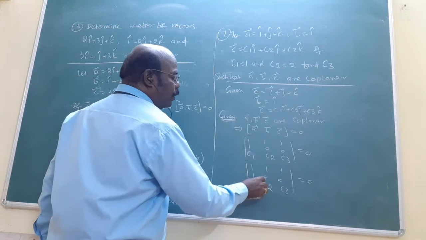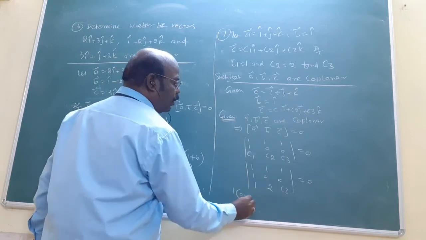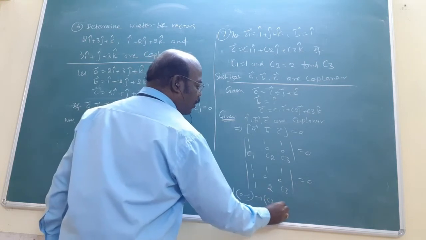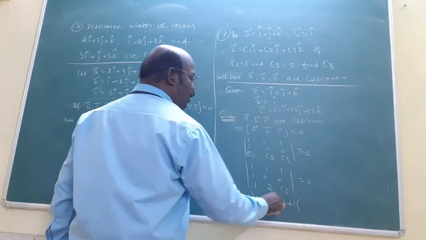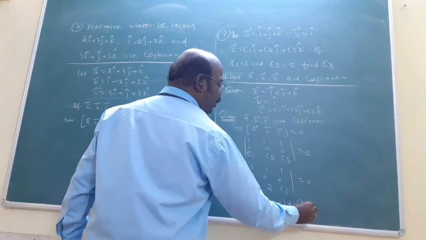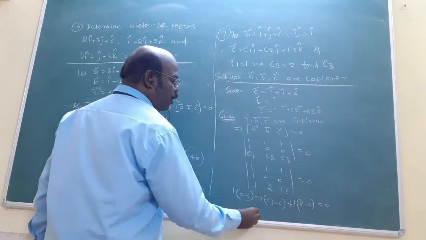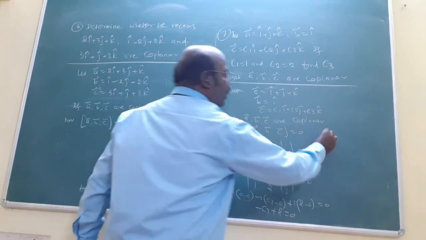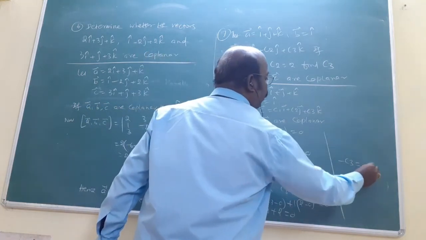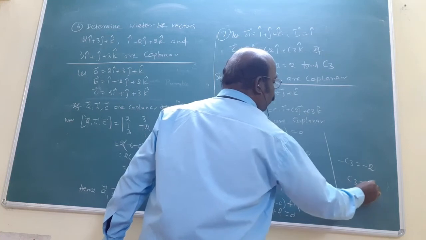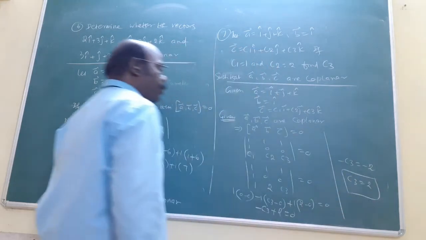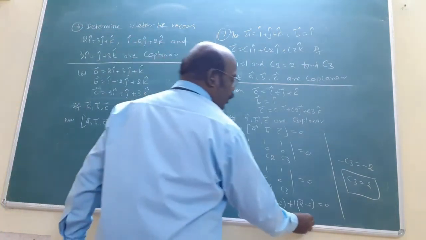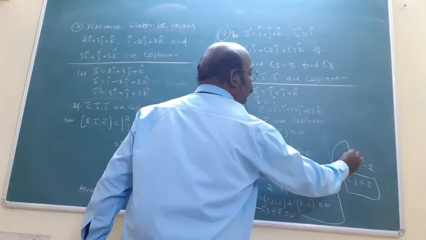1 into cross multiply: 0 minus 0. Minus 1 into C3 minus 0. Plus 1 into 2 minus 0. Now this is 0. Minus C3 plus 2 equals 0. What is your answer? Minus C3 equals minus 2, so C3 equals 2. That is our answer. Very simple concept. Am I right? This is a simple concept.